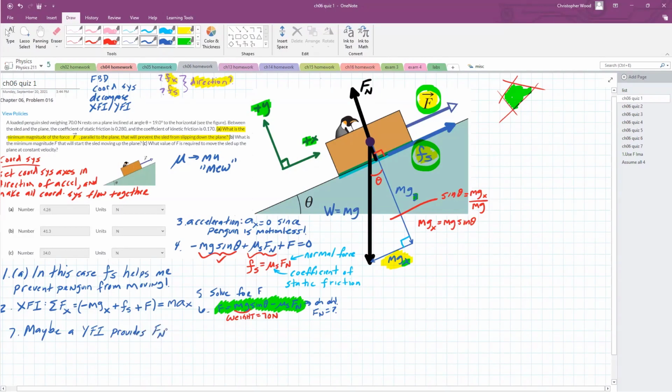Maybe, I hope so. Right now, this is the only idea I have. If this doesn't work, I'll think of something else. So number 8, let's do a Y force inventory for the same system, which means the sum of all Y forces.